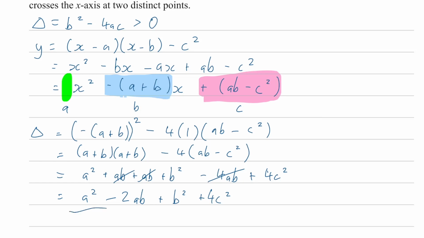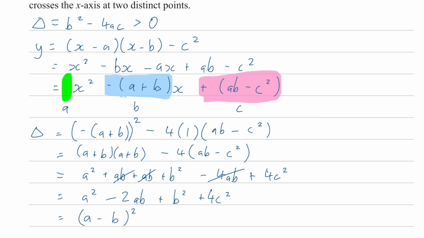So looking at these first three terms, we see the middle term is a 2. The other terms have a coefficient of 1. So this actually factorizes to a minus b squared. So that's difference of squares.